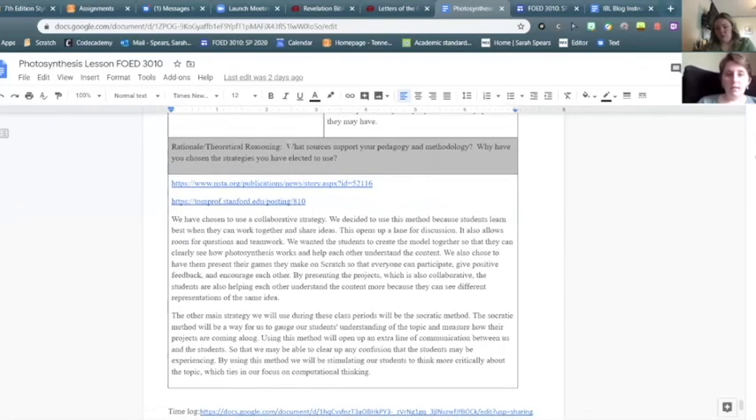So our rationale for using the pedagogy methodology that we chose is we're going to be using a collaborative strategy. So we decided on this because we want students to learn from their peers, and we find that students learn best when they can work together and share ideas. This way they can see different viewpoints, and they can also ask questions in a very open, welcoming environment. And also our higher tier students can help our lower tiered and vice versa because everyone brings their own background knowledge and everything to the table, and they can help each other learn.